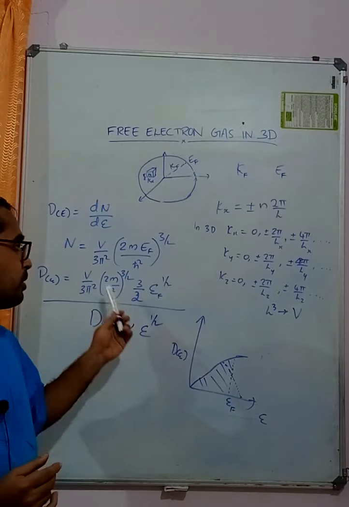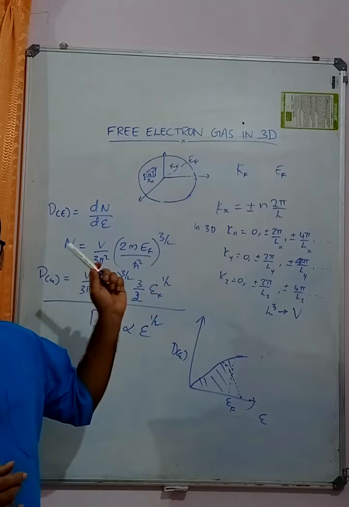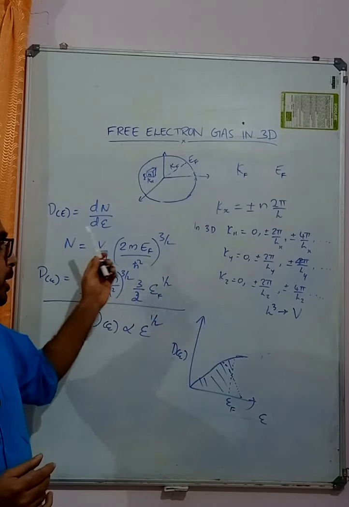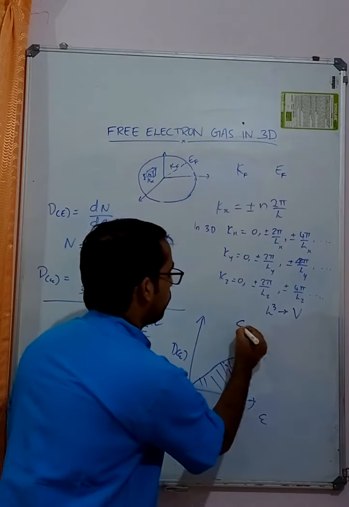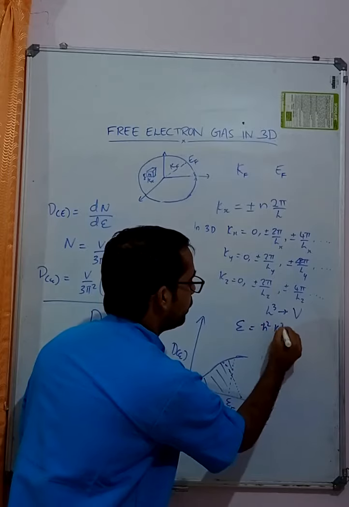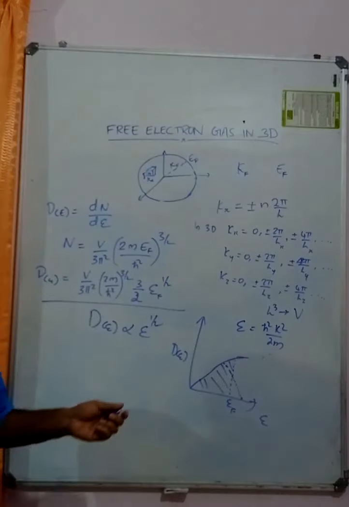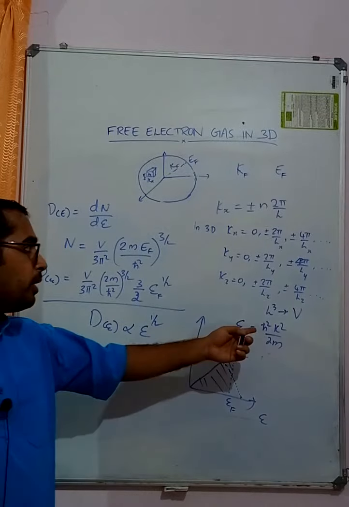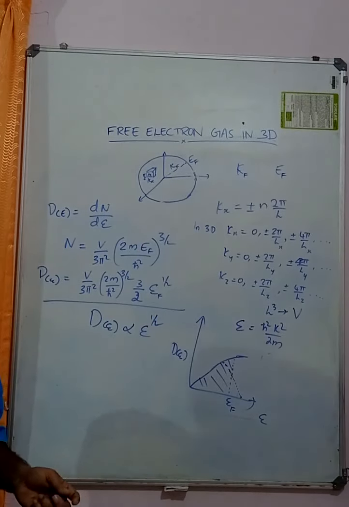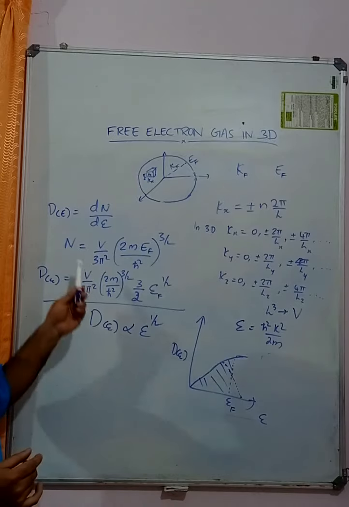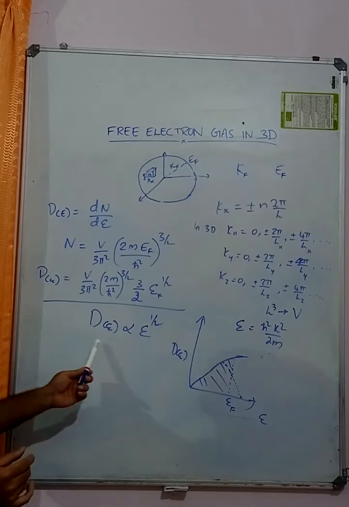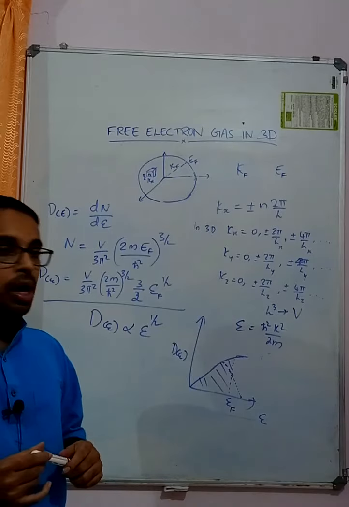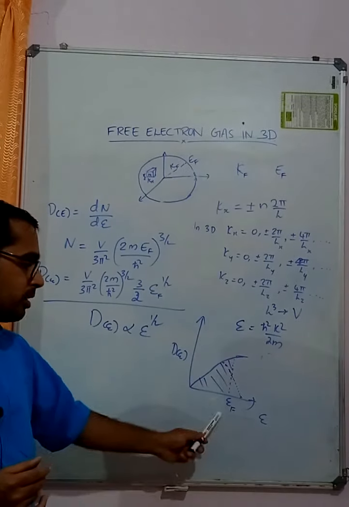Then we got the expression for the total number of allowed orbitals. From that we got the expression for Fermi energy using our relation that energy is proportional to k square, that is h cross square k square by 2m, with kF the wave vector corresponding to the Fermi energy. And finally using the value of N, we got the density of states, and we found that the density of states is proportional to E raised to half. So this is how the density of states is related with energy.